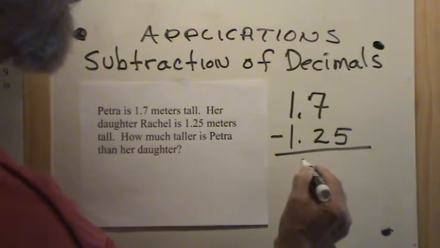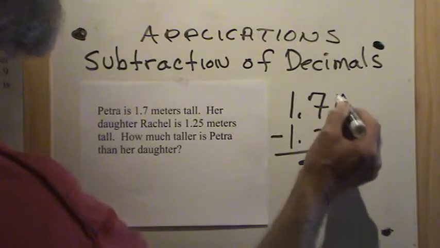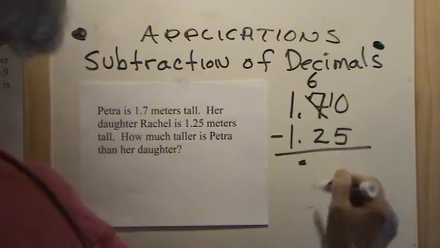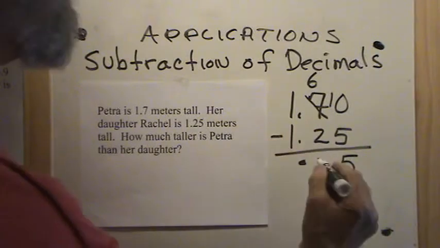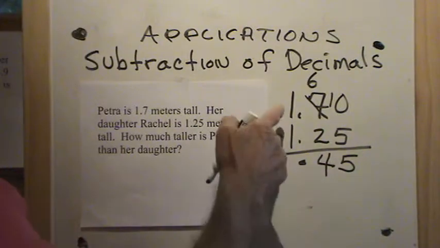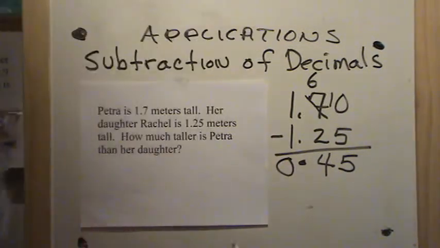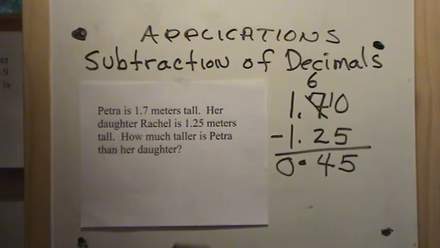We line up our decimal point, put a placeholder in here, and we subtract. I can't take this, so I'll have to borrow and make this 6, and this will become 10. 10 take away 5 is 5. 6 take away 2 is 4. And 1 take away 1 is 0, so we could put the 0, but we don't have to. Doesn't matter. So we can say that Petra, the mother, is 0.45 meters taller than the daughter, Rachel, by simple subtraction of decimals.